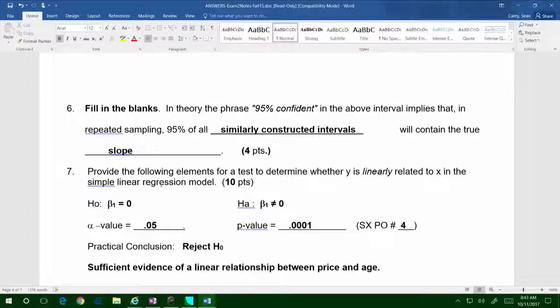I'll ask it to you on the third test. I'll ask it to you on the final. It's an important concept. I want to make sure we get it. Hopefully by the end of the semester we'll all get it right. I'll ask it in different forms. Here's a fill in the blank. So what does the phrase 95% confident mean?